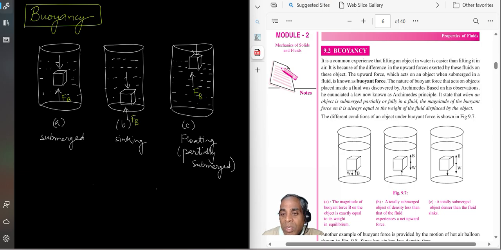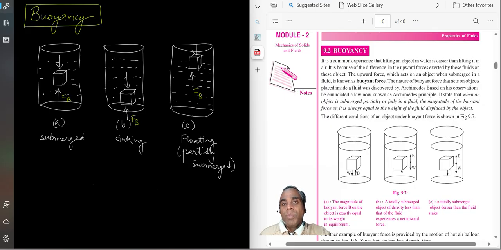Okay, so we can take an example. Suppose we drop a wooden object into the water. Then we see that the wooden object floats in the water and a small portion of it lies submerged within the water. The total wooden object is not within the water, but a small portion of it lies above and another small portion lies below. Similar to scenario C, which I have drawn on the screen on the left side, which is a floating object, partially submerged.